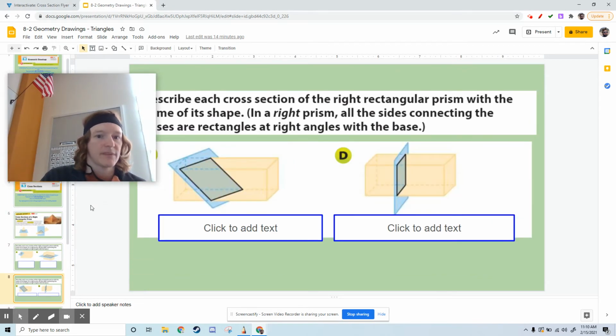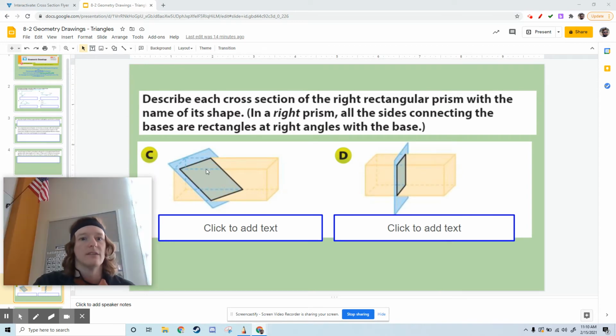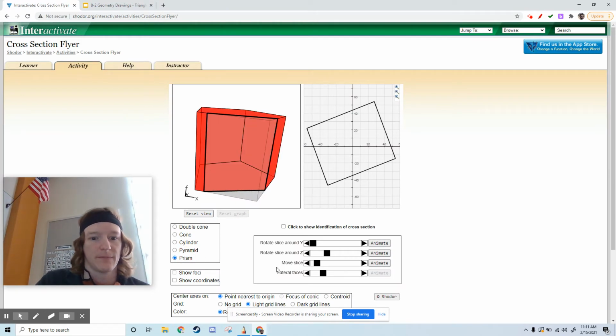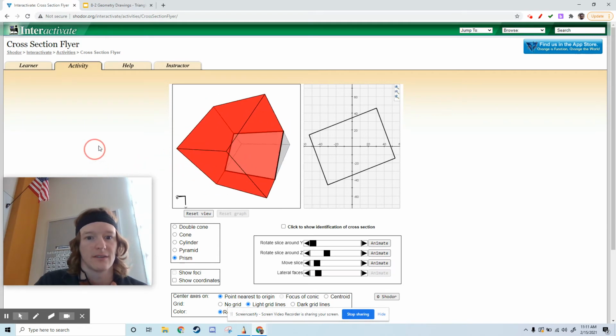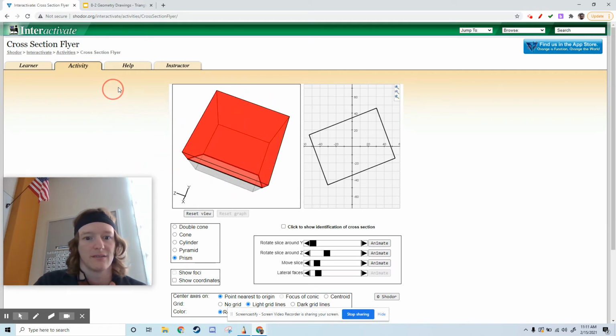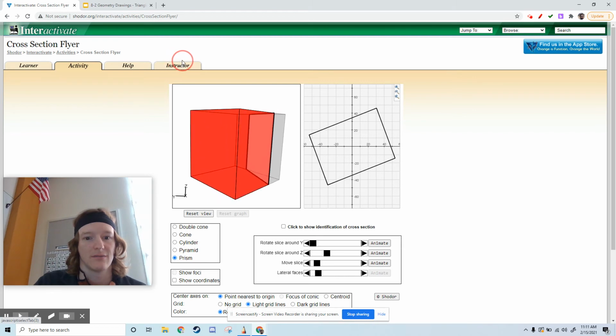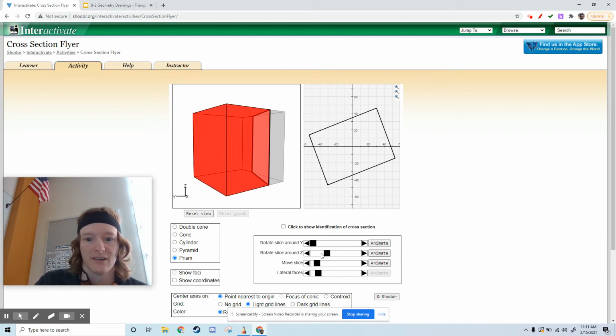Next one, we're going to do these two. We have to describe each cross section, same directions. For part C, we have a rectangular prism, and this plane is actually coming through diagonally. And it looks like it's diagonally, but also kind of slanted. I want to model this on here so I can flatten it out. It's kind of annoying. X, Y, Z. There we go. Goodness, it's tricky.